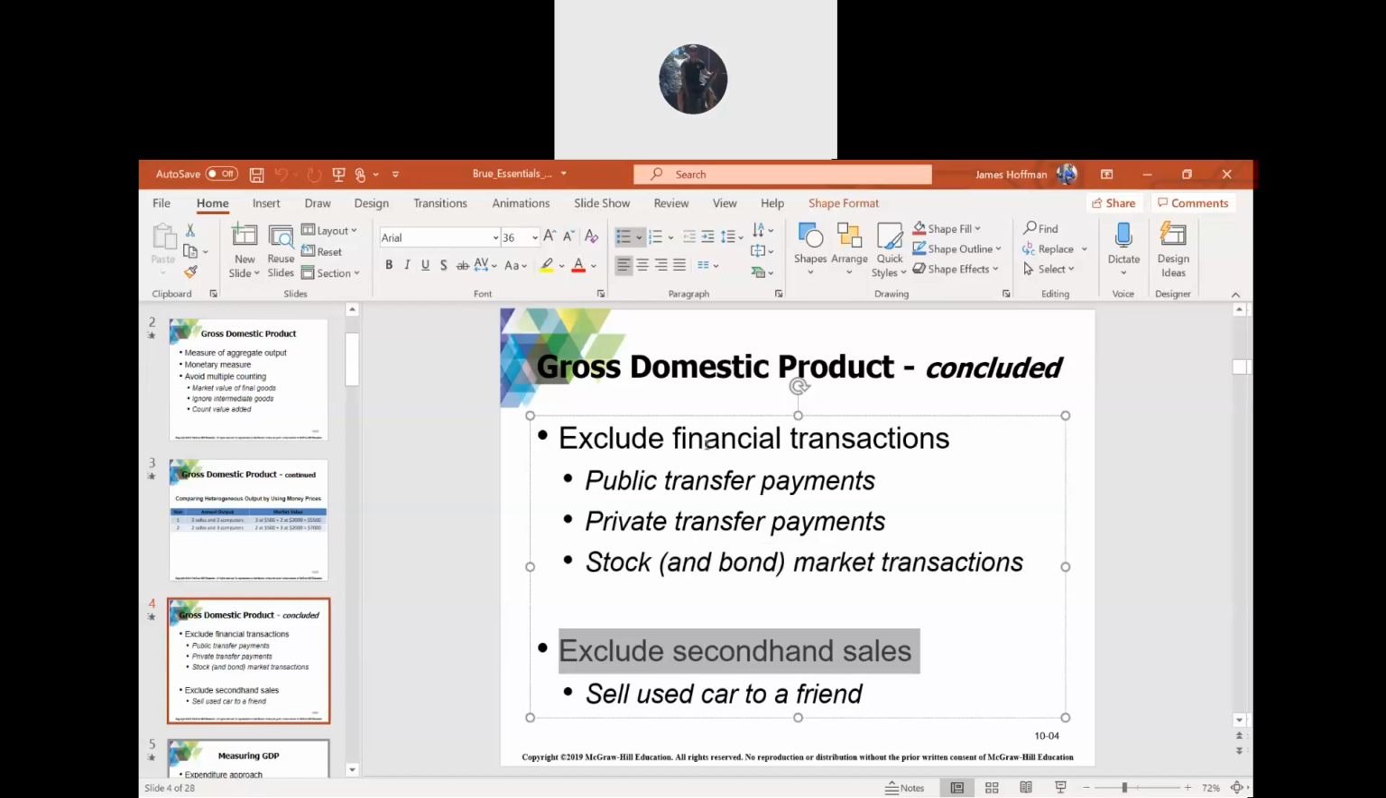Okay, and also no secondhand sales are included. So any used cars or anything on eBay, any used textbooks, that was already counted when it was a new good or service. So don't count it if it's sold. Secondhand sales don't go into GDP.